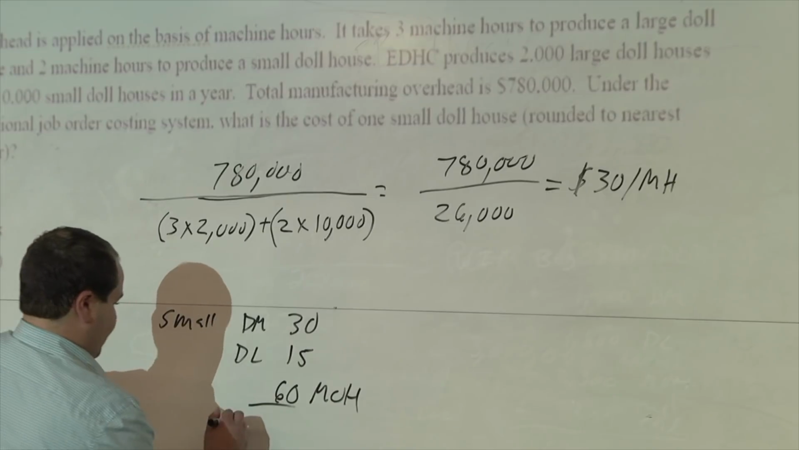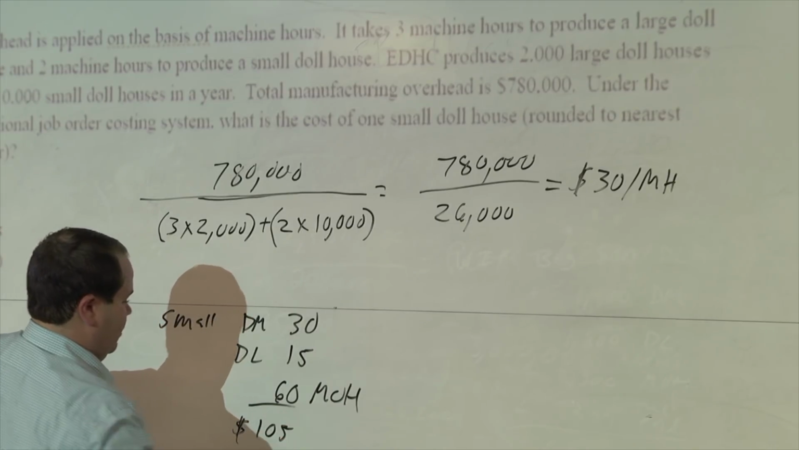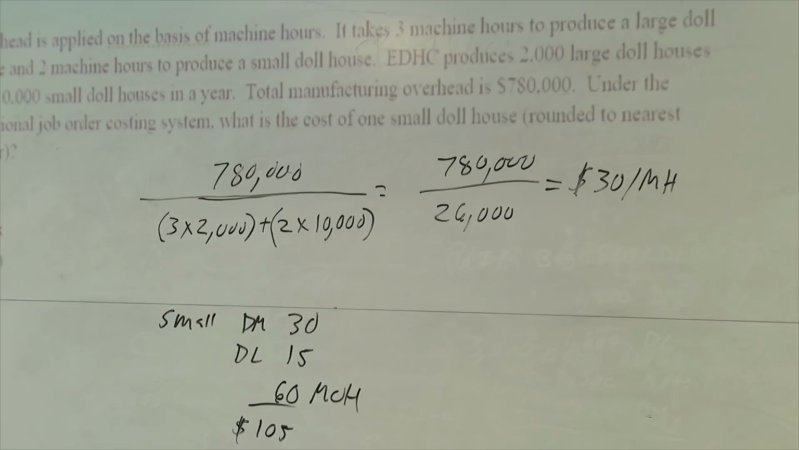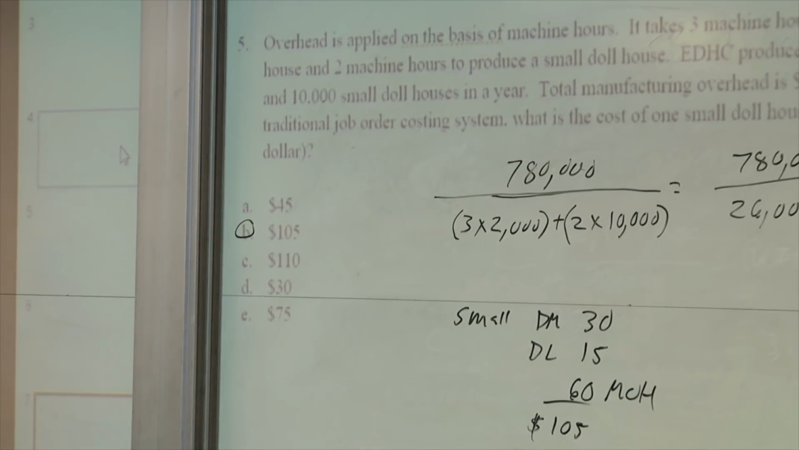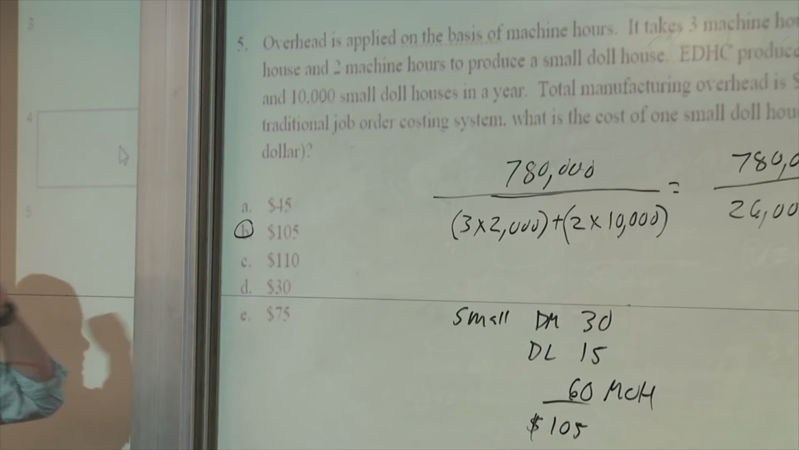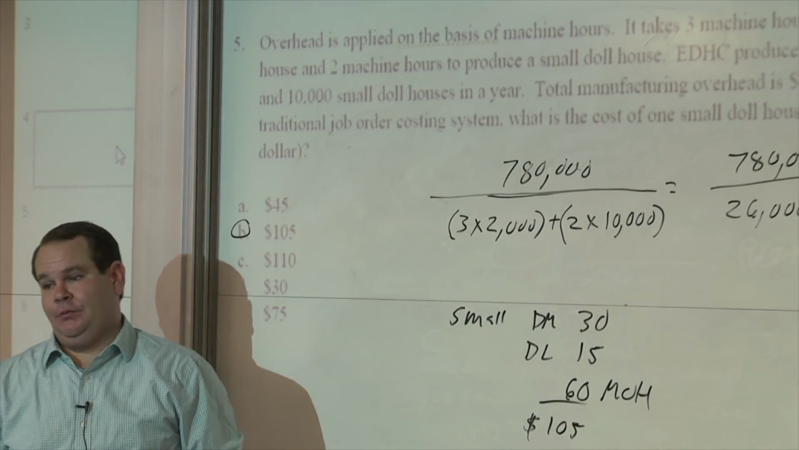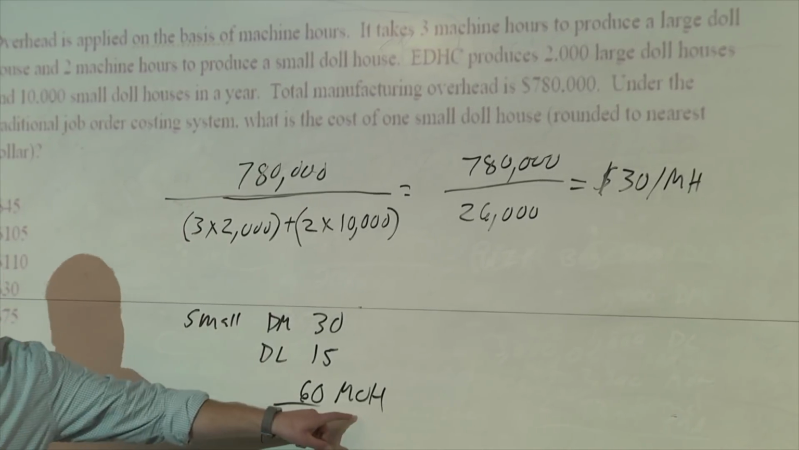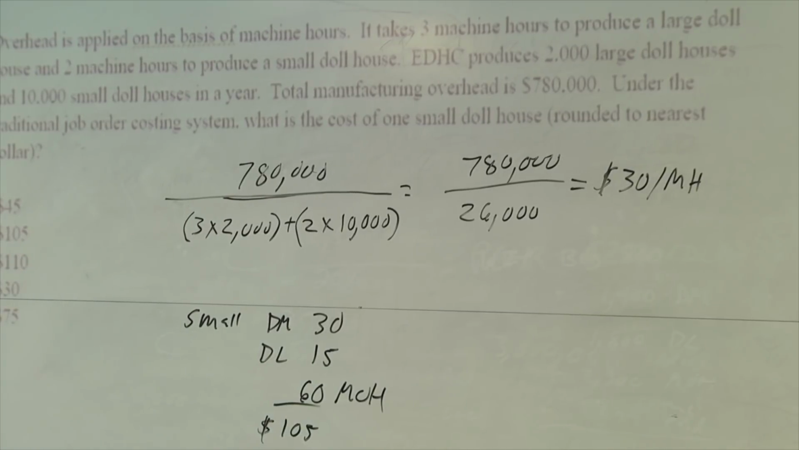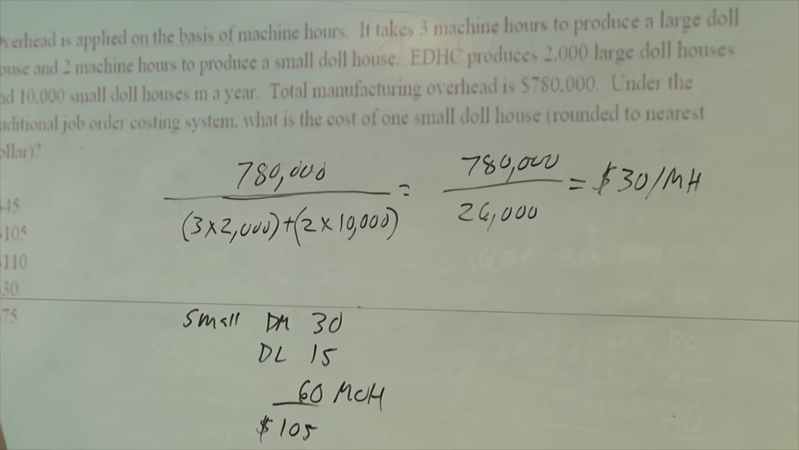And what do we end up with? $105 per small dollhouse. And that's a choice, right? So that's B. That's the traditional job costing method. All we did is take total overhead by total machine hours, and we just applied it. Manufacturing overhead. Just make sure everyone's good with that 60.